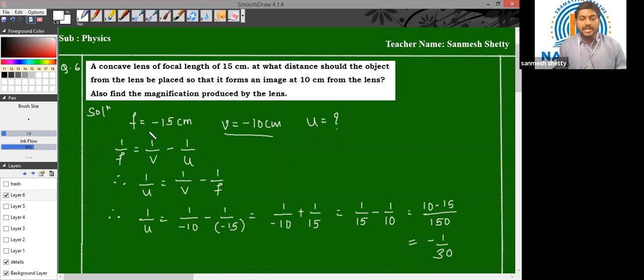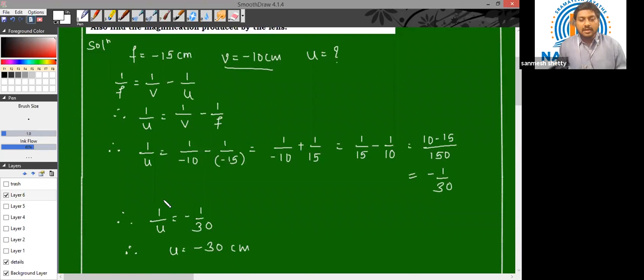So let us apply our normal lens formula: 1 by f is equal to 1 by v minus 1 by u. Now 1 by u will be equal to 1 by v minus 1 by f. Just a minor readjustment of the equation. Let us substitute the values. v is given as minus 10 and f is given as minus 15. See, I have done it here for you all. After doing all the mathematics, what I get is 1 by u is equal to minus 1 by 30. Therefore, u is equal to minus 30 centimeter. So if you keep the object at minus 30 centimeter, you will get the image distance as minus 10 centimeter.